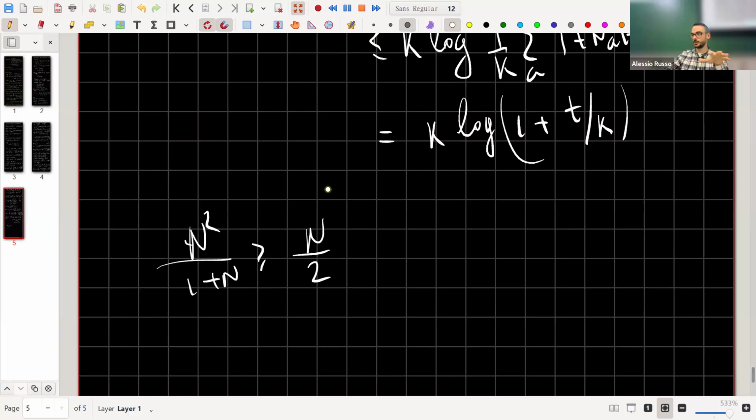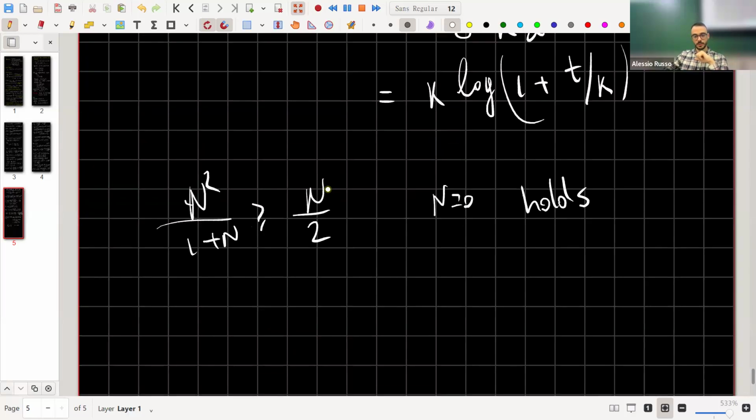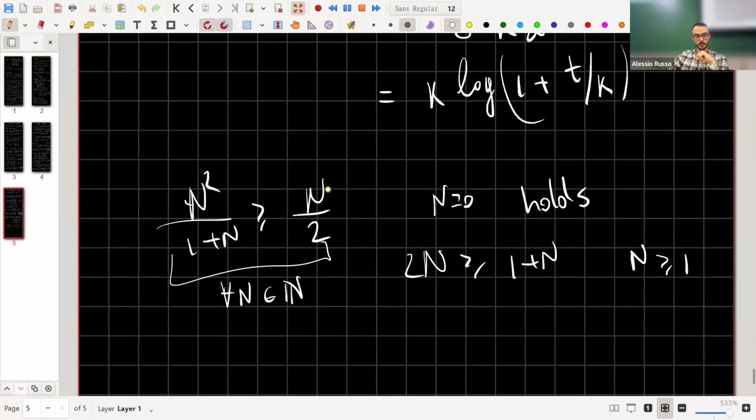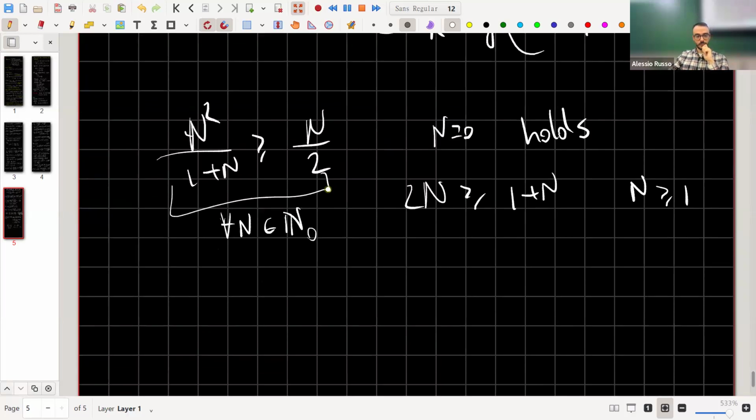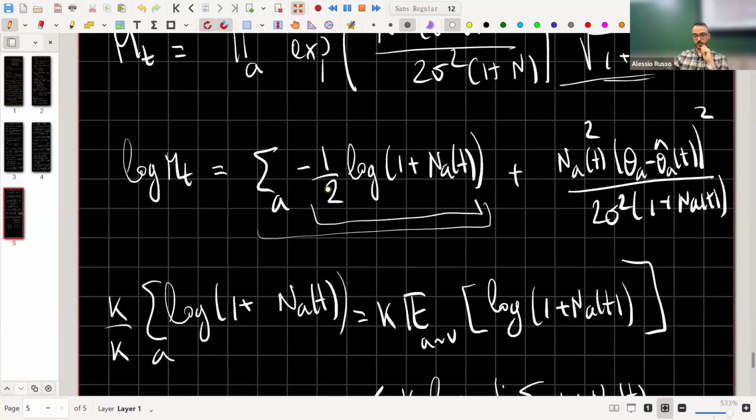So for n equal to 0, this holds. Now for n bigger than 0, this is simply this inequality, which always holds for n bigger than 1. So we have just shown that this inequality holds for all n including 0. So we are going to simplify this Na squared divided by 1 plus Na. We are going to lower bound it with Na divided by 2.